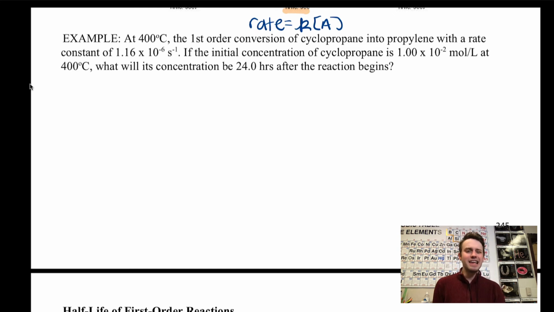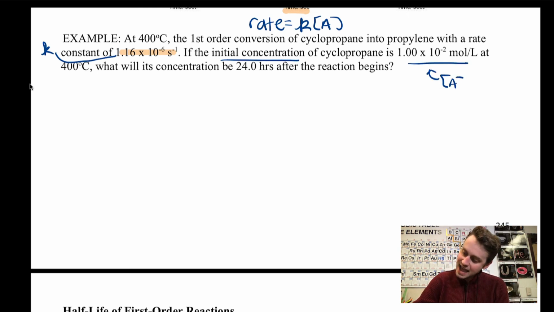Okay, so we have to think about what all we have. I have this value right here that represents my rate constant, or my k. It says the initial concentration of cyclopropane is this right here, so this is [A] at time 0 seconds. And then it asks, what will its concentration be after 24 hours? That represents my time.